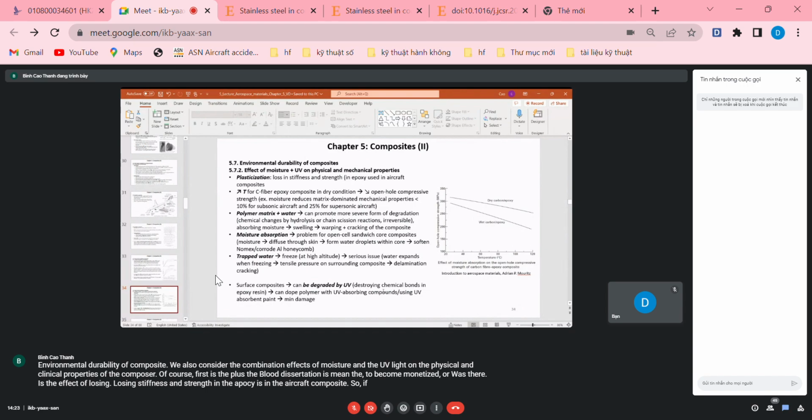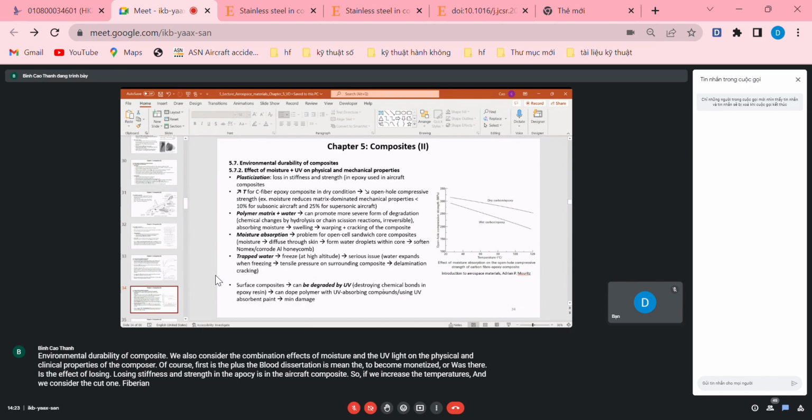If we increase the temperatures and we consider the carbon fiber reinforced epoxy composite in dry conditions, we can reduce the open hole compressive strength. For example, moisture reduced the matrix dominated mechanical properties by around 10% for subsonic aircraft and around 25% for supersonic aircraft.